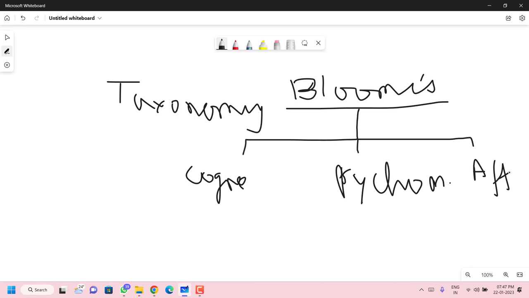So what is involved here? Here our mental processes are involved. When we are remembering, solving problems, or understanding, mental processes are involved. So Bloom was of the opinion that when we are learning, one part is where mental processes are involved, and that's why we must focus on developing the mental processes related to that particular content.